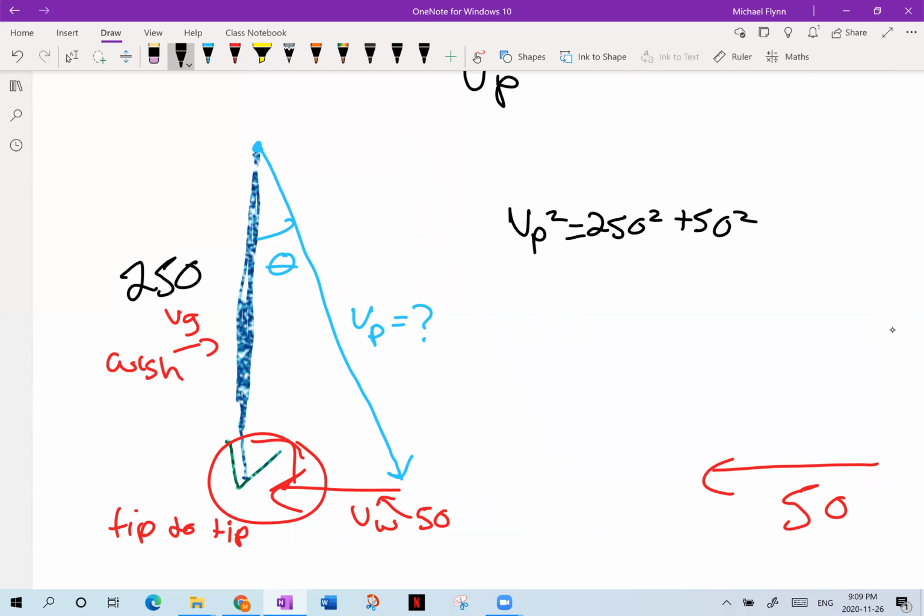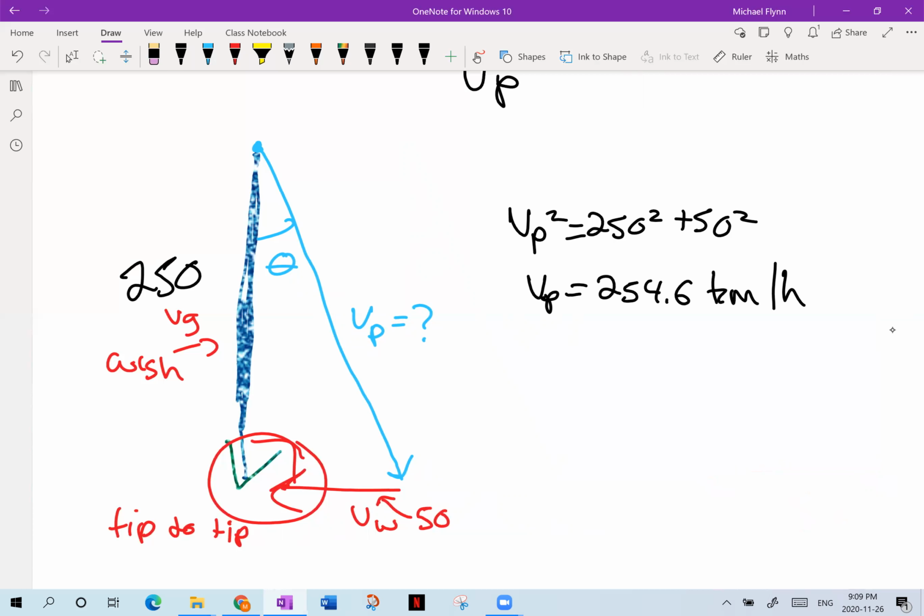I get 254.95. So he actually has to go 254.6 kilometers per hour. That's actually faster than what he wishes to do, but he has to go into the wind. So he has to increase his throttle in order to do that, okay? Now, let me erase this where I put the wind over here.